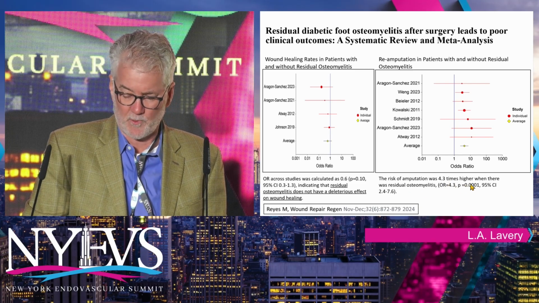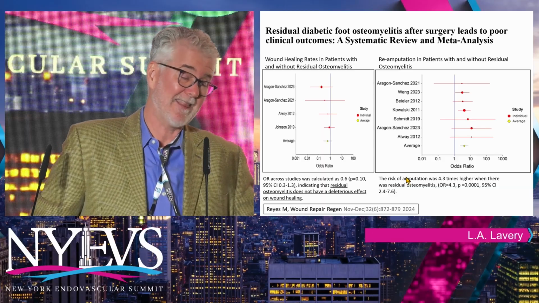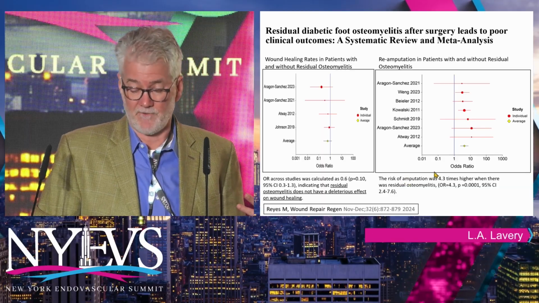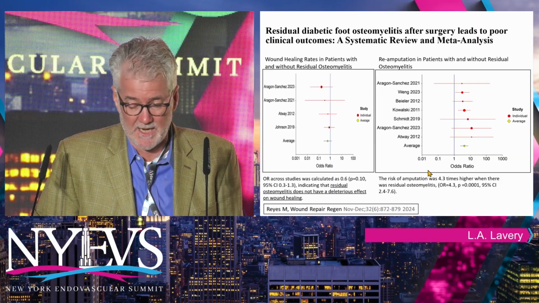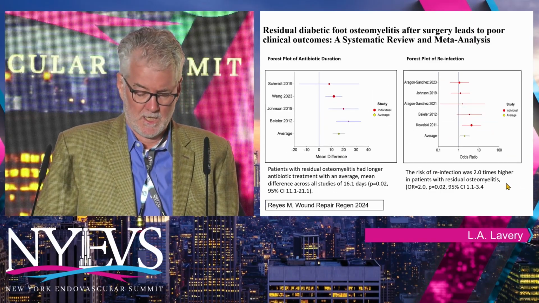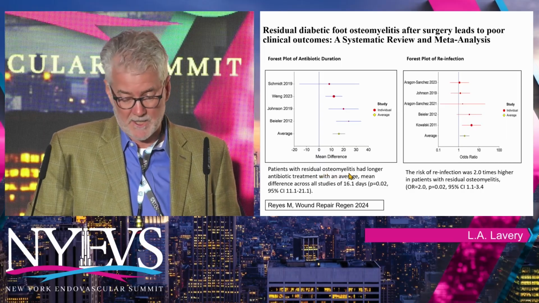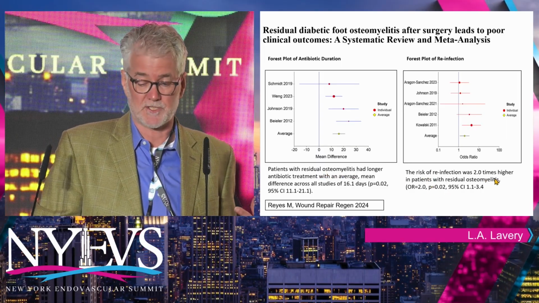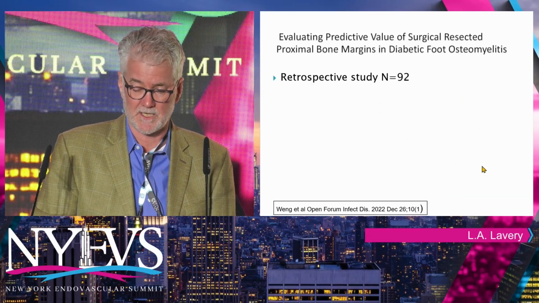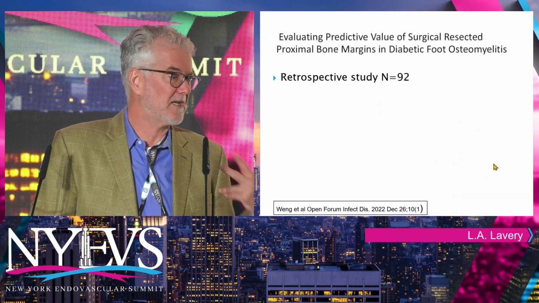You're 4 times more likely to have an amputation if you have residual osteomyelitis. Again, that could be a self-fulfilling prophecy: you have residual infection, so I need to cut it out. People that had residual osteomyelitis had longer duration of antibiotic treatment, and the risk of reinfection was 2 times higher if you had residual osteomyelitis in these studies. But since we did this, there are 2 other studies that have been published.